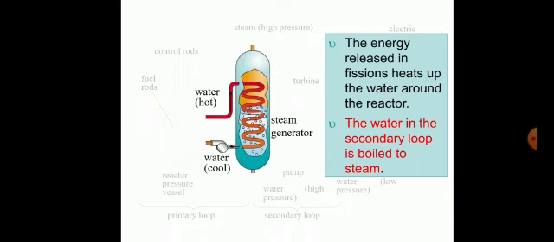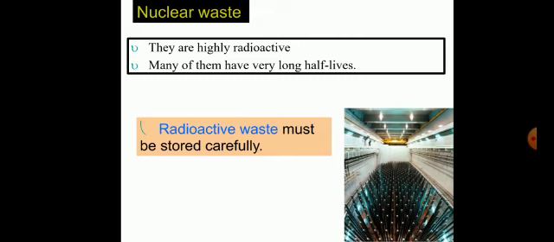Now the steam generator. The energy released in the fission heats up the water around the reactor. The water in the secondary loop is boiled to the steam.